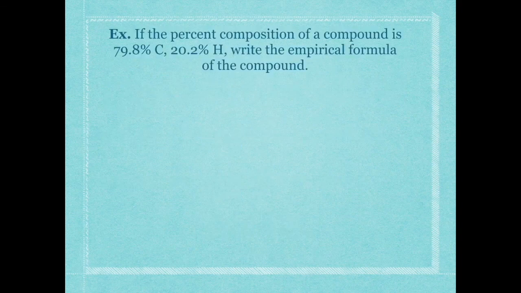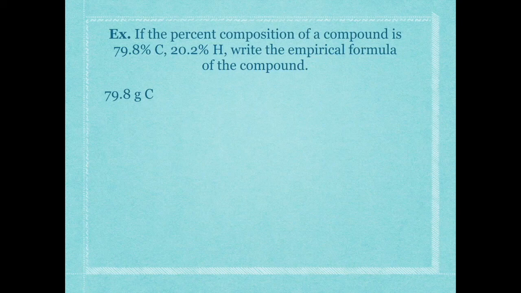Okay? Let's try one more example. What if instead of masses, I gave you percents? Well, it might seem a little bit intimidating until you realize that what I can say is, all right, the total mass of my sample is 100 grams. If the total mass of my sample were 100 grams, then I would have 79.8 grams of carbon and 20.2 grams of hydrogen. So that's exactly what I'm going to do. And then it's the exact same thing as the previous problem.